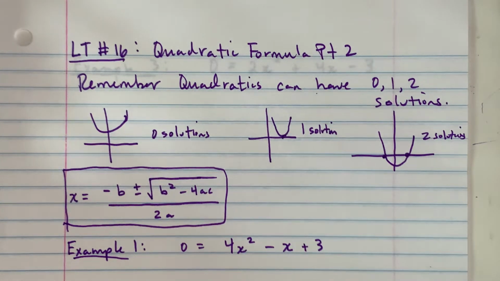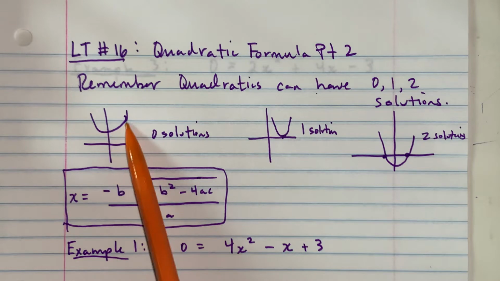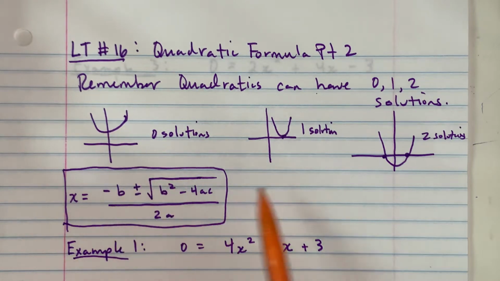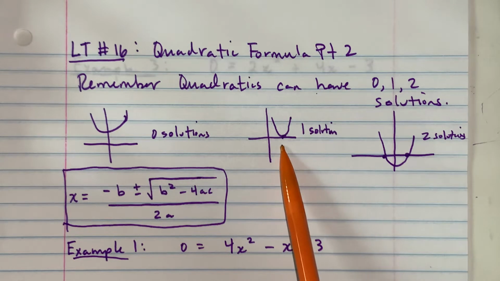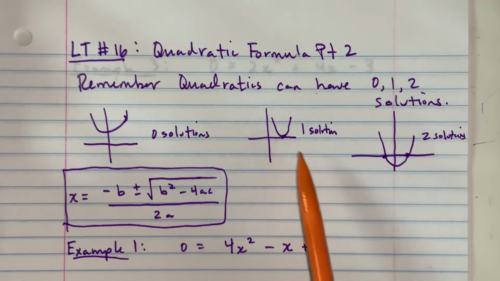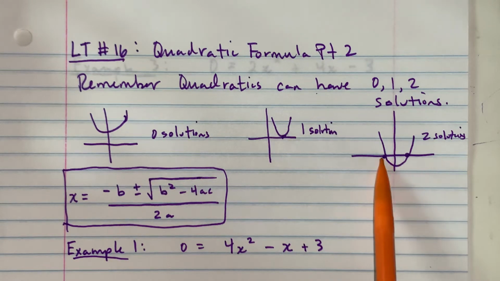Okay, this is Learning Target 16. We're going to do some more examples with the quadratic formula. As we're working through these examples, let's keep in mind that quadratics can have no solutions, meaning the U shape is above the x-axis, facing upward. It could have one solution, where it just touches the x-axis in one spot, or two solutions where it hits in two spots.